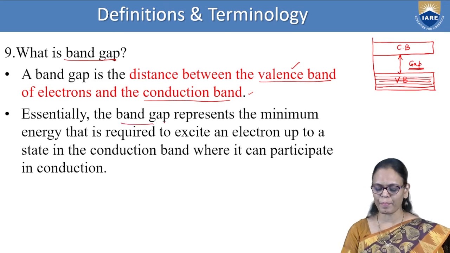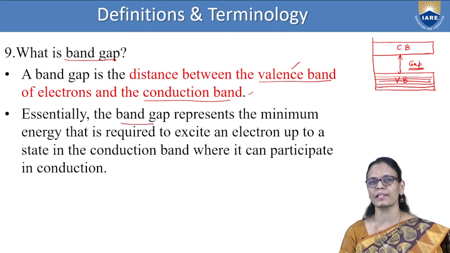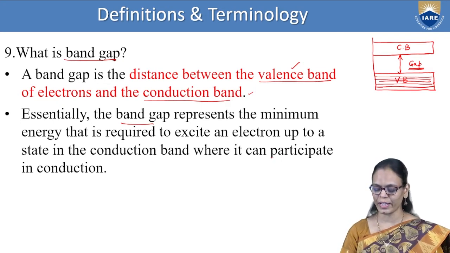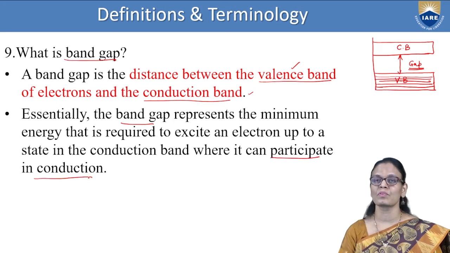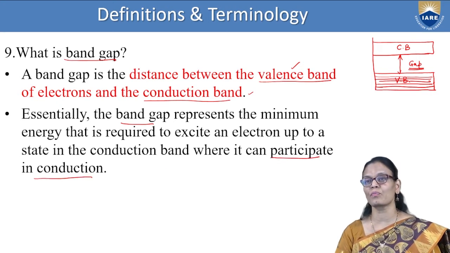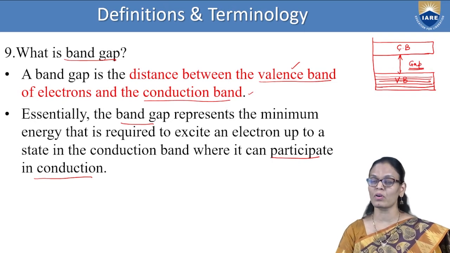The band gap represents the minimum energy that is required to excite an electron up to a state in the conduction band where it can participate in conduction. Valence electrons are in the outermost orbit. Only when they are free do they conduct, and then we call them conduction electrons. And what we have here is the range of energies possessed by conduction electrons.